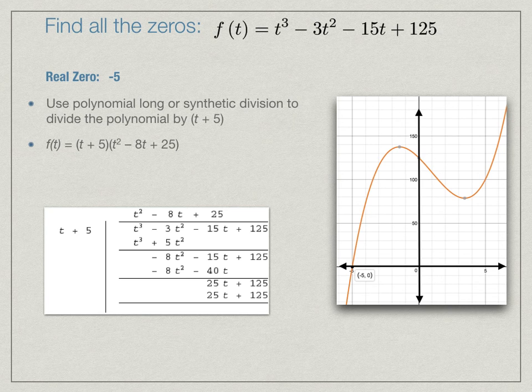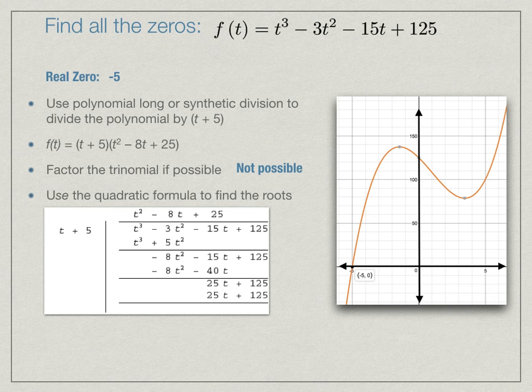Now, this expression we're going to set equal to 0, but we can see that we should probably factor that trinomial if possible. It's not possible, therefore we're going to need to use the quadratic formula to find the roots. And remember, it's -b, right, the opposite of b, plus or minus the square root of b squared minus 4ac all over 2a. Now we can simplify under the radical.